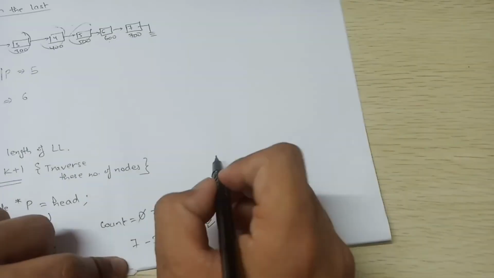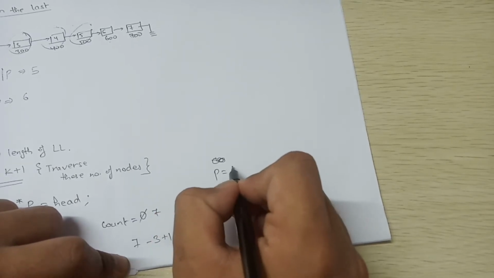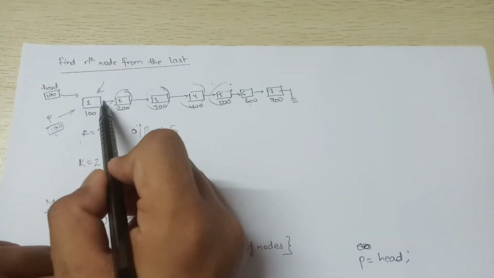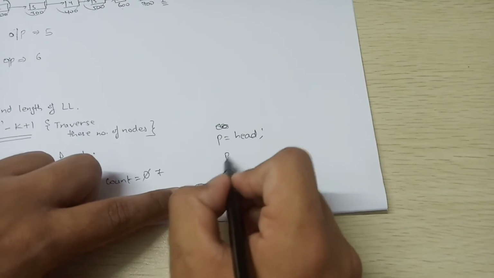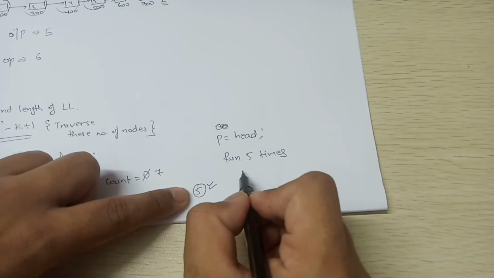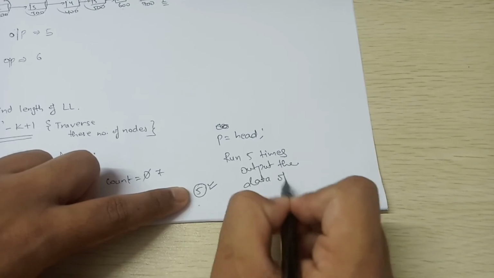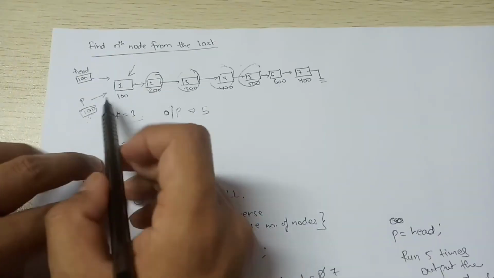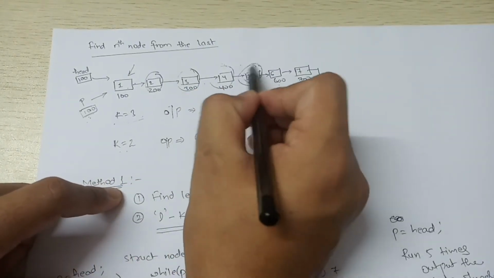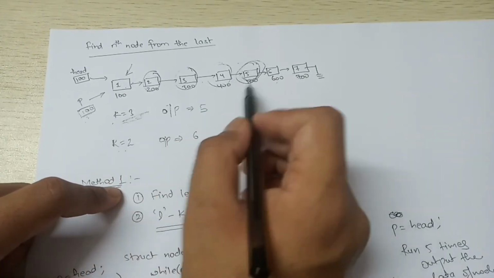Now what you can do, you take a variable and you say p is equal to head. Now again p will start pointing to the first node of the linked list, and then you run the loop 5 times, and then you output the data of the node. So your p will move 5 times: 1 time, 2 times, 3 times, 4 times, 5 times, and this is the third last node, so you'll get the output 5.